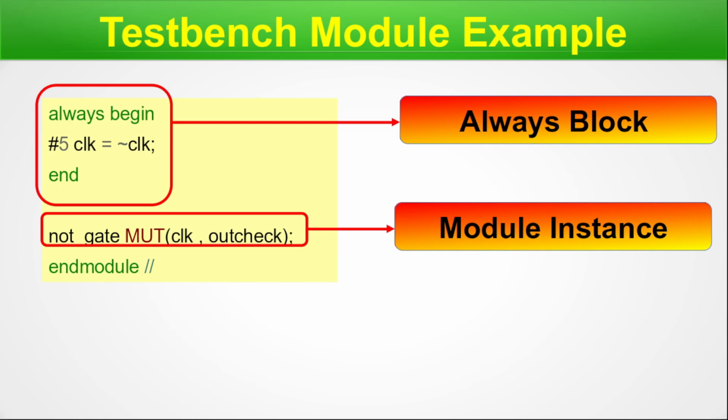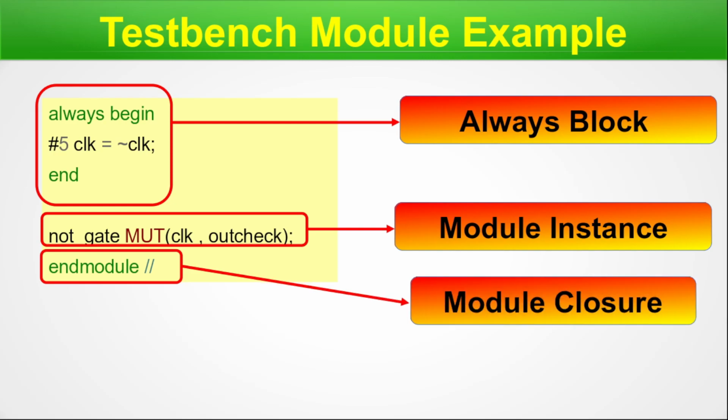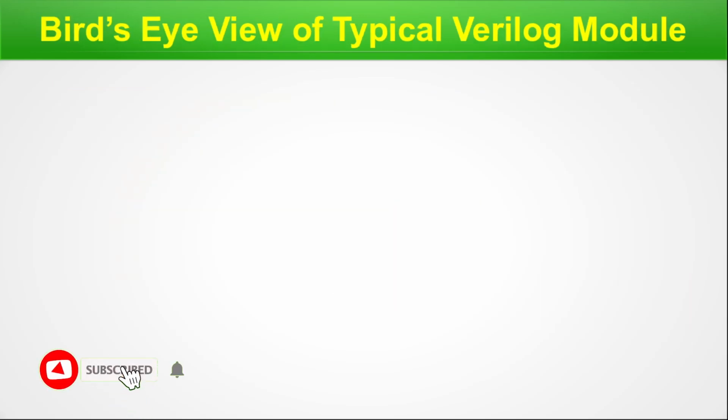Here I have left out the test bench name after endmodule, though mentioning it is a good practice. With that we end the module. That means it is the module closure. So in the last two slides, this slide and the previous slide, we have learned about a test bench module, what the different parts and subparts of a test module are. So we are done here. Let's move on to the next slide.